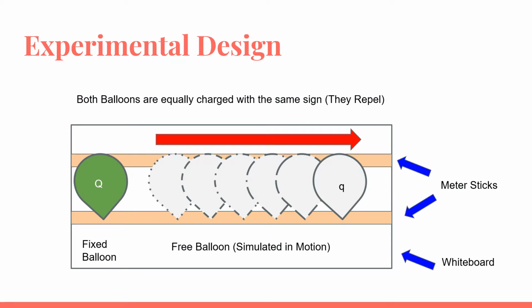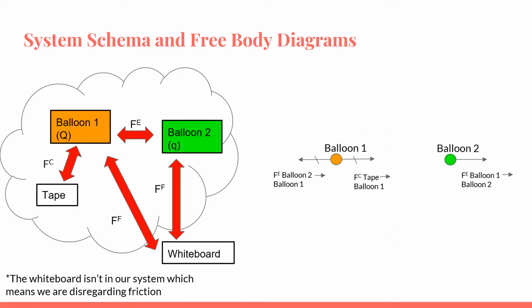This is just our experimental design in a model, where the green balloon is the fixed balloon and the white one is the free balloon. In our system schema, balloon 1 had electric force between it and balloon 2. And balloon 1 also had contact force with the tape. We kept our whiteboard outside of the system schema, but we don't want to ignore friction. We're just keeping it outside of our schema for this scenario.